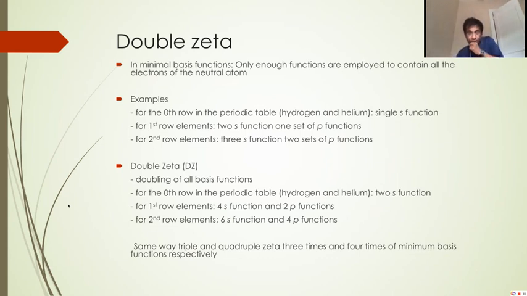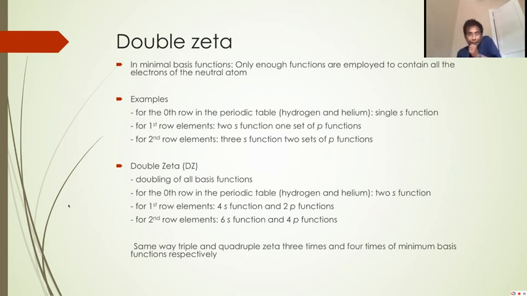Double zeta means doubling all basis functions. For the zeroth row of the periodic table, hydrogen and helium, 2S functions. For first row elements, 4S functions and 2P functions. And for second row elements, 6S functions and 4P functions. That's why it's called double zeta.